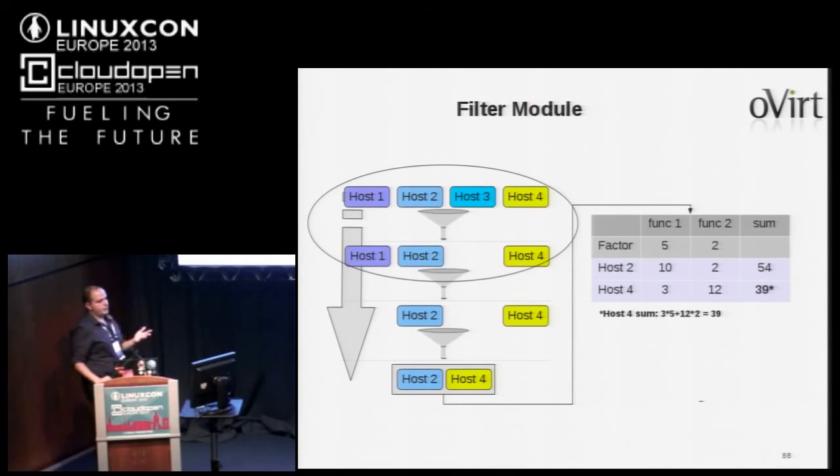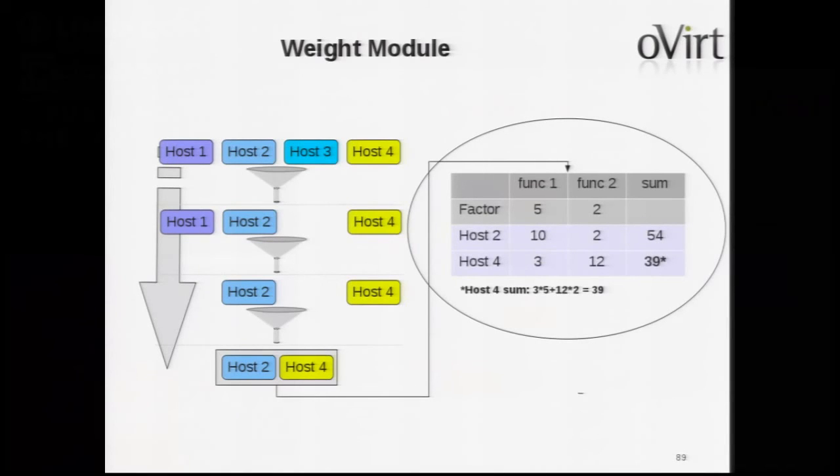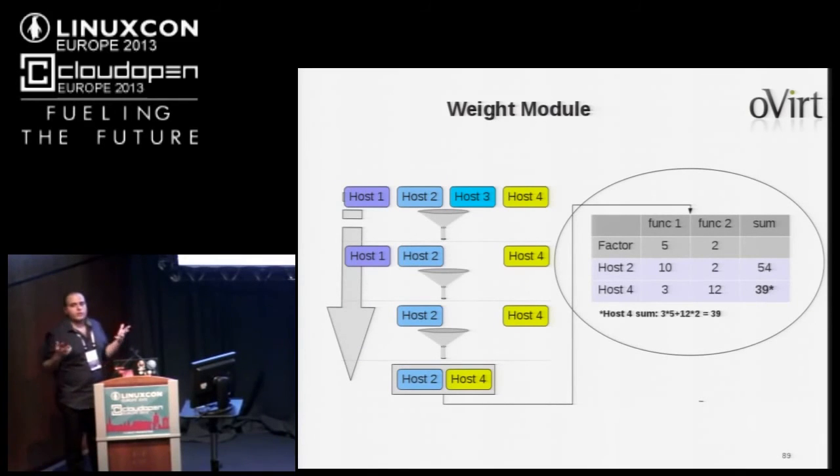So the filter module allows me to do that. The other module is the weight module, which allows you, once you have a whitelist of hosts that can run the VM, to choose the best one, the one that fits best according to some weight module that you have. You can have more than one weight module, and eventually you will get the weight of the host. The lower the weight is, the more chances this host will be selected as the one running the VM.